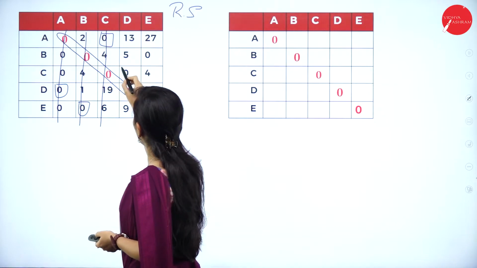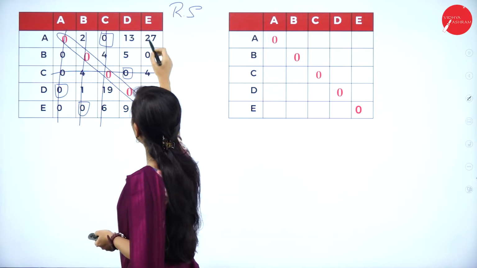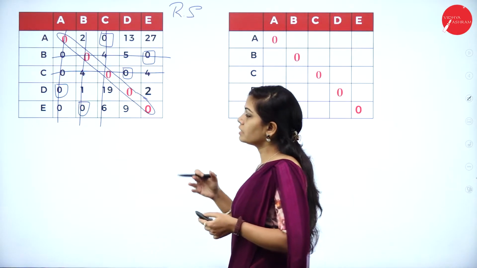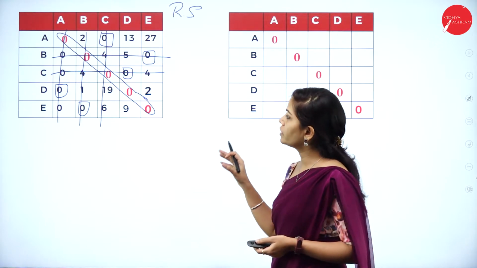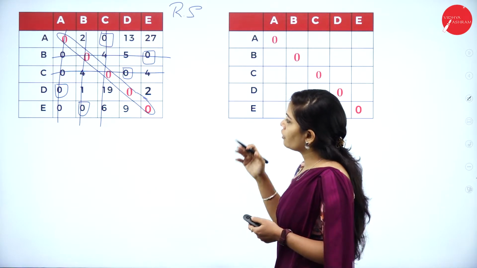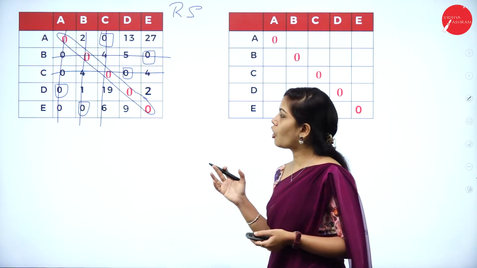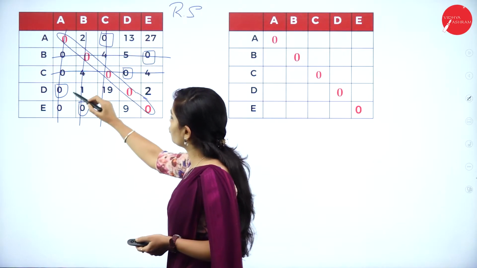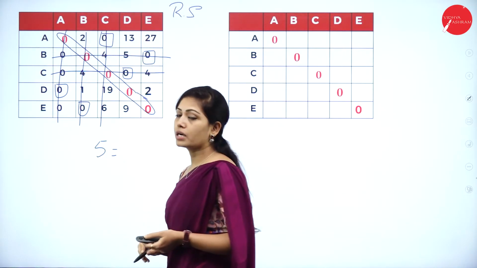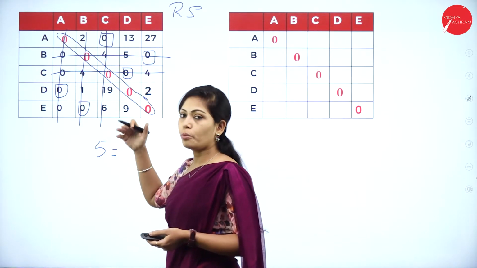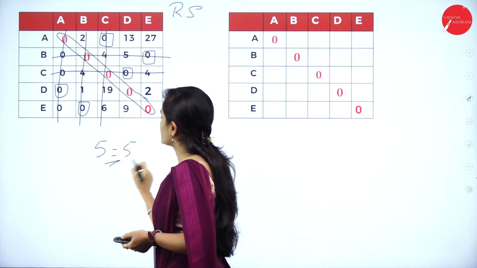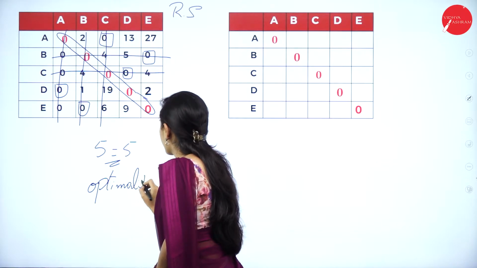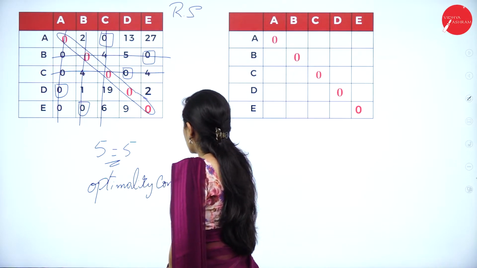In fourth column, I have 1 zero. Put a horizontal line. In fifth column, I have 1 zero. Put a horizontal line. I have covered all the zeros by using minimum number of vertical and horizontal lines. So now you can cross verify whether it is satisfying the optimality condition or not. So I have assigned 1, 2, 3, 4, 5. So number of square marked is equal to the number of rows. So how many rows are there? 5 rows are there. So it's satisfying the optimality condition. Optimality condition is satisfied.